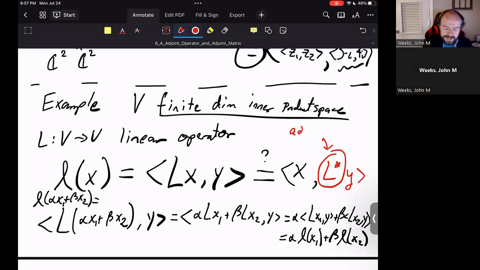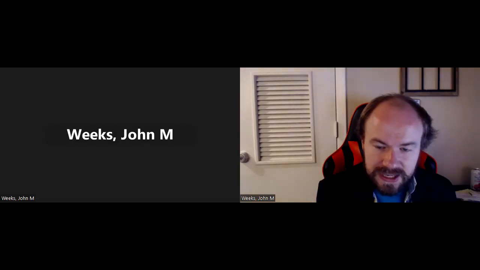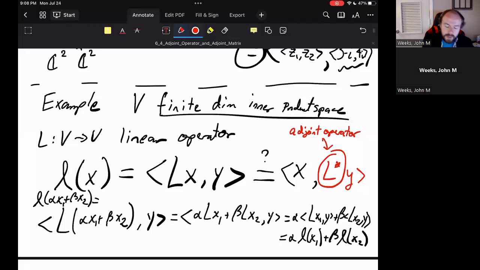And what this is doing, oops, looks like I lost my screen capture here. Okay, we are back. So if we are looking at what happens when I pass L from the first argument of the inner product over to the second part, which I know should exist by the Riesz representation theorem, then that is known as taking the adjoint of an abstract operator.